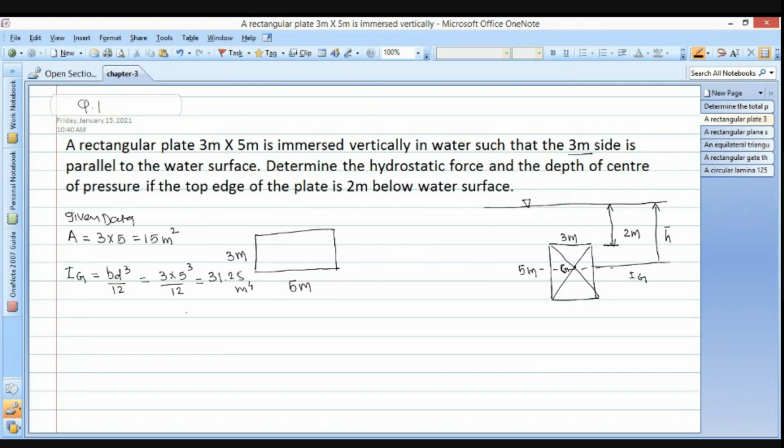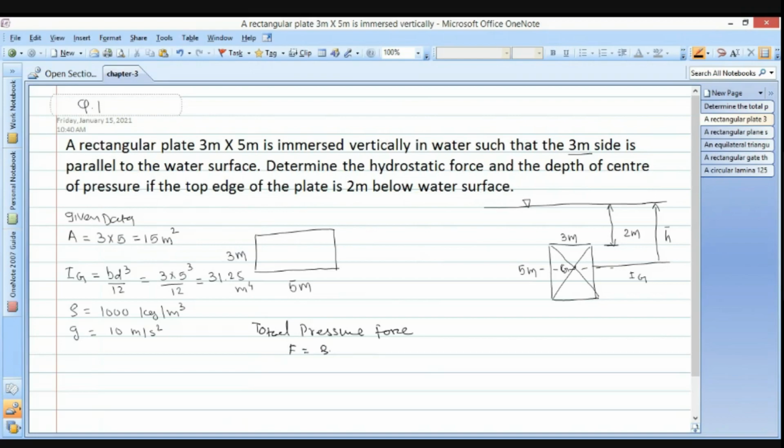31.25. Then what we require is water, so we mention the density, that is 1000 kg per meter cube. And for easy calculation, we assume the gravitational constant g is 10 meter per second square. So first of all, we find the total pressure force. Total pressure force, which is denoted by F, equals rho g A h cut.